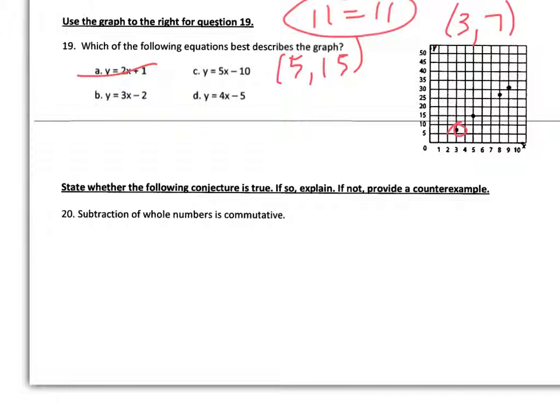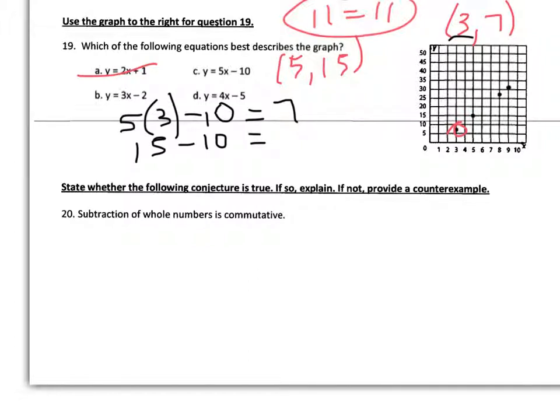So, same thing we just did. 5 times 3 minus 10. And we're going to see if we can get 7 out of that. 5 times 3 minus 10. 5 times 3 is 15. 15 minus 10 is 5. That does not equal 7. Okay, so we just came into a halting point with this one. So we're going to hope that D matches out and works with these two.